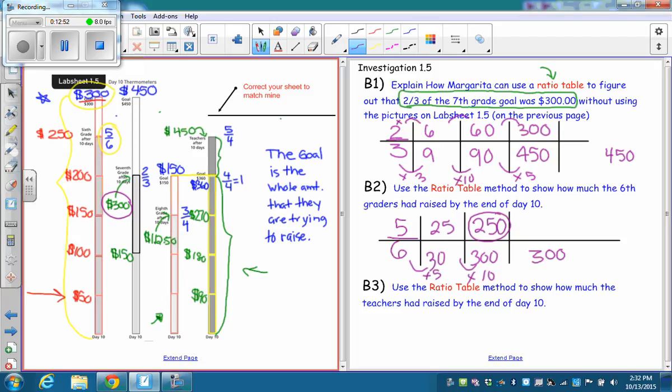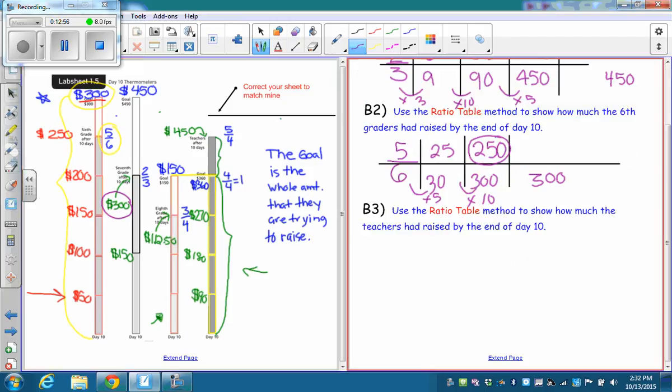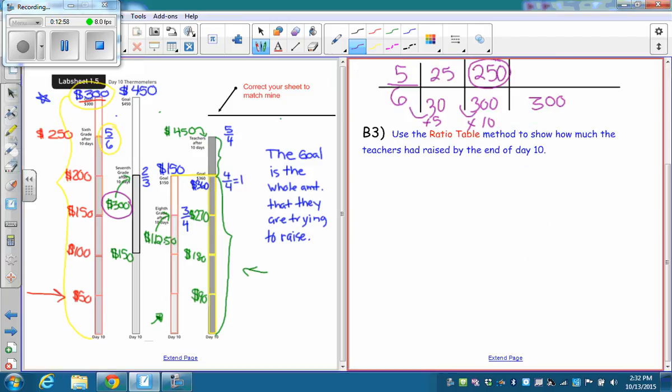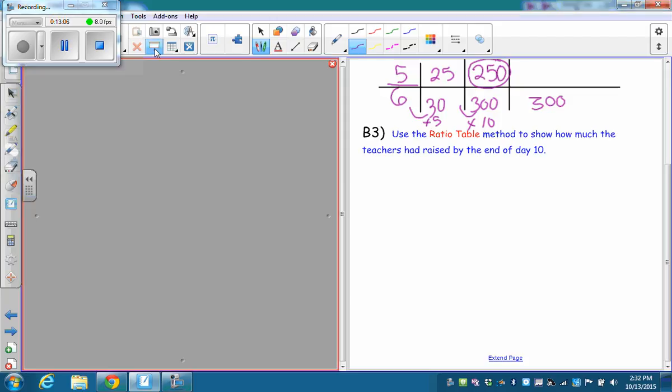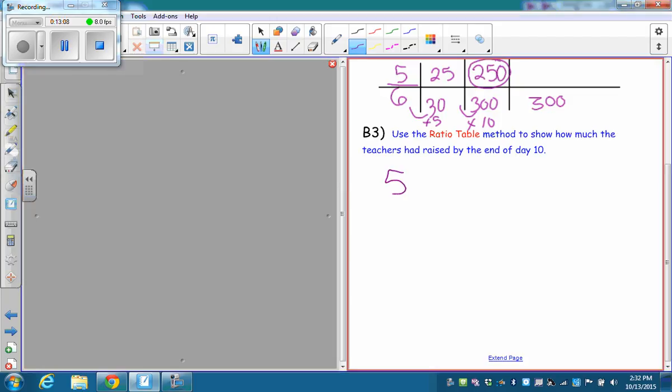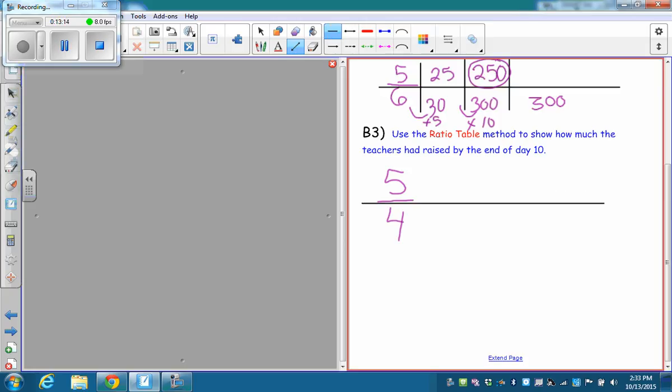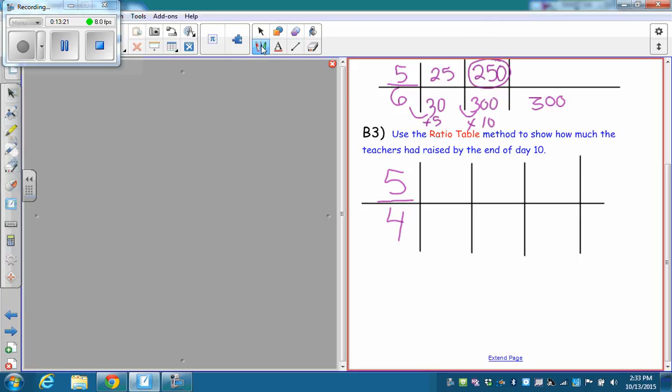Do you get what I'm doing? Yeah. Joe, you want to try the last one? Ratio table method, you can do it to show how much the teachers had raised by the end of day 10. So they were 5/4 of their goal, right? Okay, so we're going to put the shade here. 5/4 of the goal. What was their goal, Joe? Their goal was 360. Right, so I have to get the bottom number to be 360.